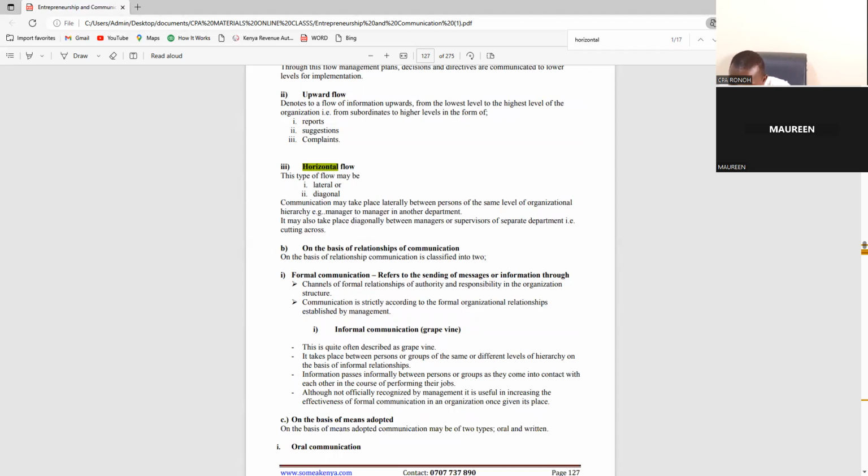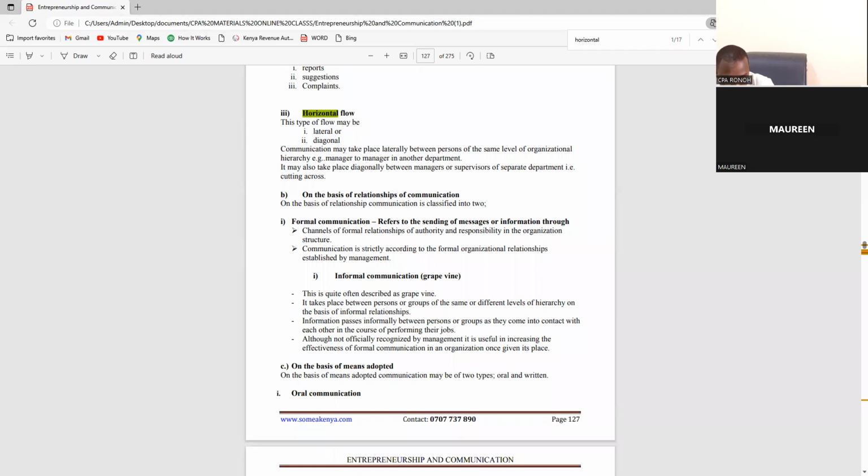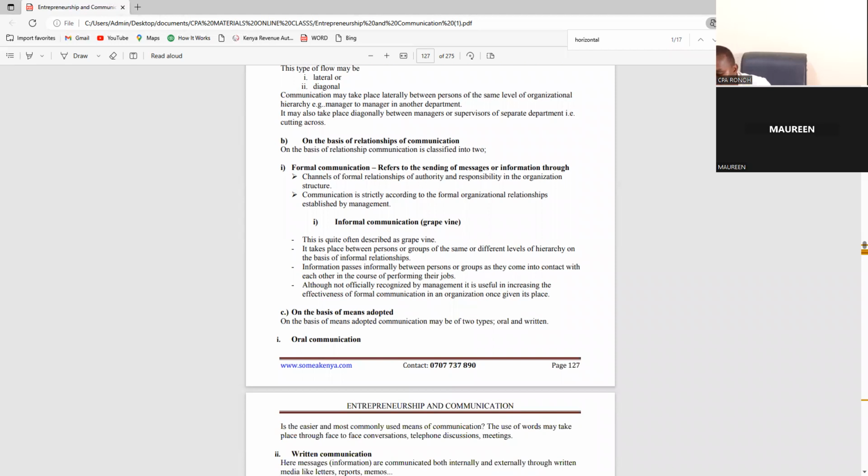Another factor which might cause this horizontal communication to fail is time. Lack of timely communication: you find that maybe a procurement department and the finance department should communicate regularly. The procurement department have already procured a certain product. They have not informed the finance department, but during the payment they want the finance department to pay immediately, and the finance department don't have that information. So time also is a factor.